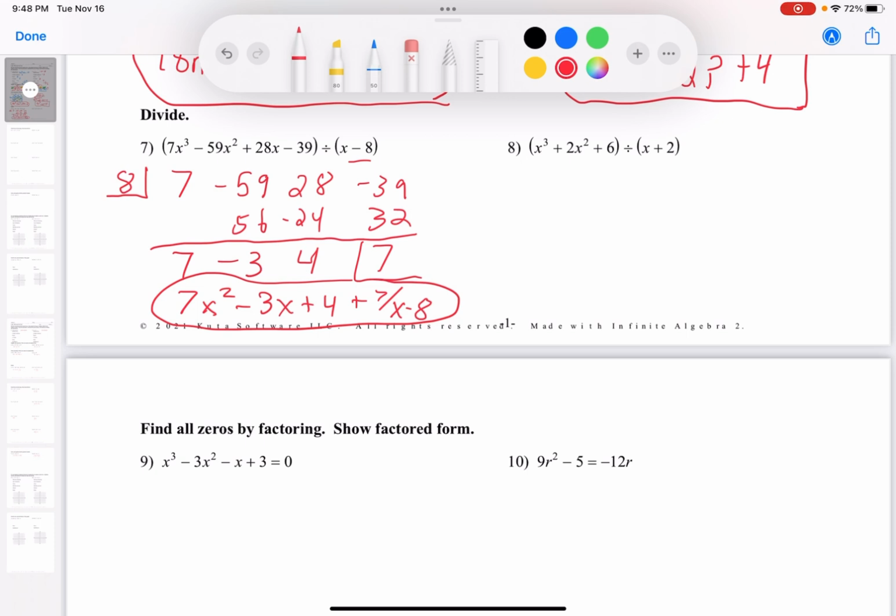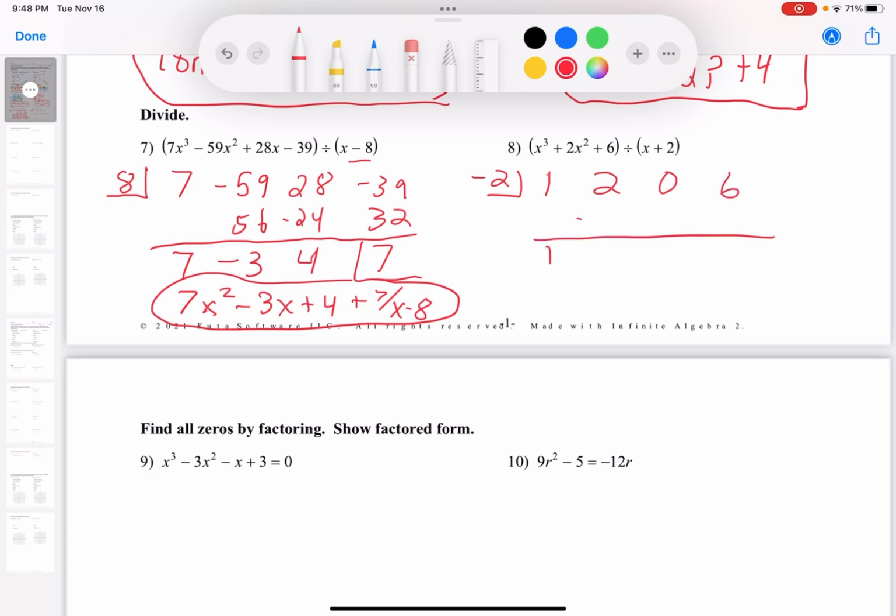Question number 8. We've got x plus 2, so that means minus 2 is going to go in there. And if I notice this, when it goes 3, 2, there's no 1, and then there's a 6. So my x cubed is 1, my x squared is 2. There's no x, so I have to put a 0 in there. And then I've got a 6.